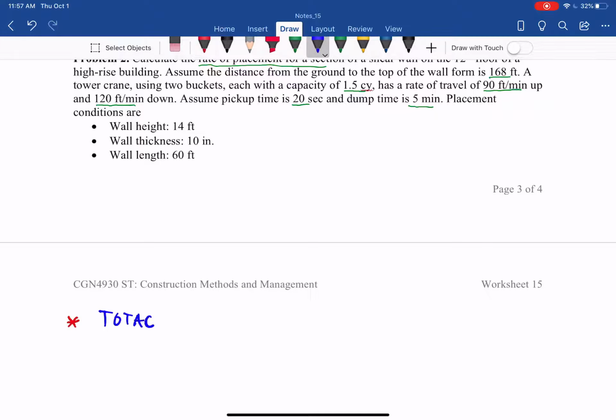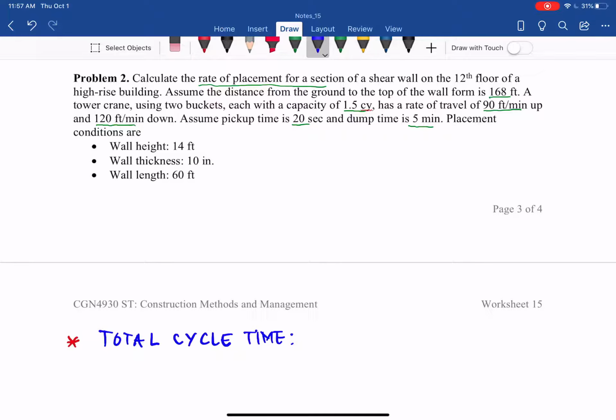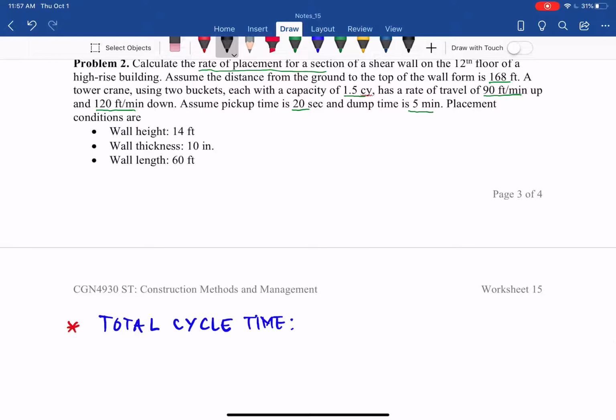So the total cycle time equals the pickup time. You can have 20 seconds if we determine the cycle time in minutes. So it will be equal to 20 seconds for the pickup time divided by 60 seconds per minute, as you can see there, to find out the minutes. And then pick up, then go up. We know the speed and we know the distance, so the time will be distance divided by speed: 168 feet divided by 90 feet per minute.